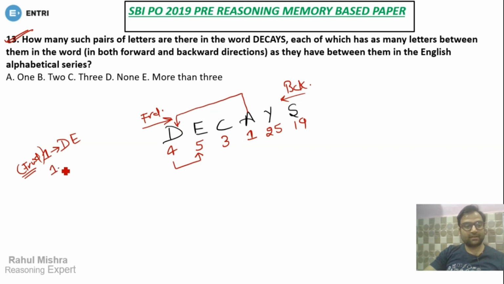Okay, so one pair is A and D from the backward direction. Okay, now 3 is there. 4, 5. No, 5 is there. After 5, 6 must be there. So 6 is not there. So I have got only two pairs, that is D and E, and A and D. So the correct answer of this question is 2. That is option number B.